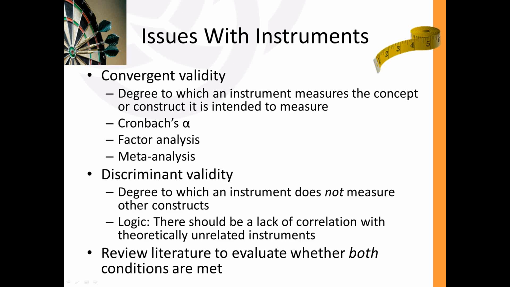And discriminant validity, on the other hand, is the degree to which an instrument does not measure other constructs. So you want your instrument to be measuring one thing and one thing only. So in fact, the logic here is that there should be a lack of correlation with theoretically unrelated instruments. And this is the way that surveys, questionnaires, inventories, etc., all kinds of instruments are designed, is that you administer things that are unrelated and hope that you do have discriminant validity of the measure that you are developing.